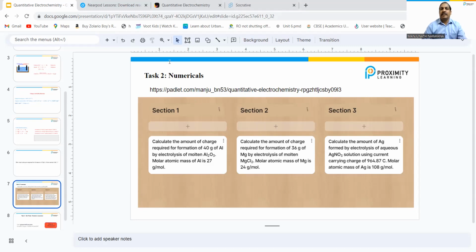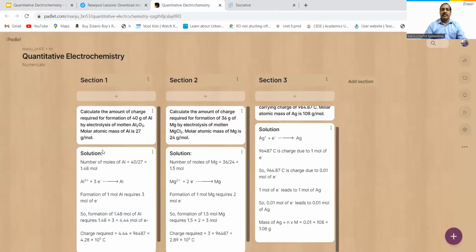Yeah, the 5 minutes are done. So let me check the answers. Section 1: the amount of charge required is 4.28 into 10 to the power of 5 coulomb. Perfect, accurate value. Section 2: the amount of charge required is 2.89 into 10 to the power of 5 coulomb. Brilliant. Section 3: the amount of silver formed is 1.08 gram. Excellent. Good job done. All of you have done a great job.